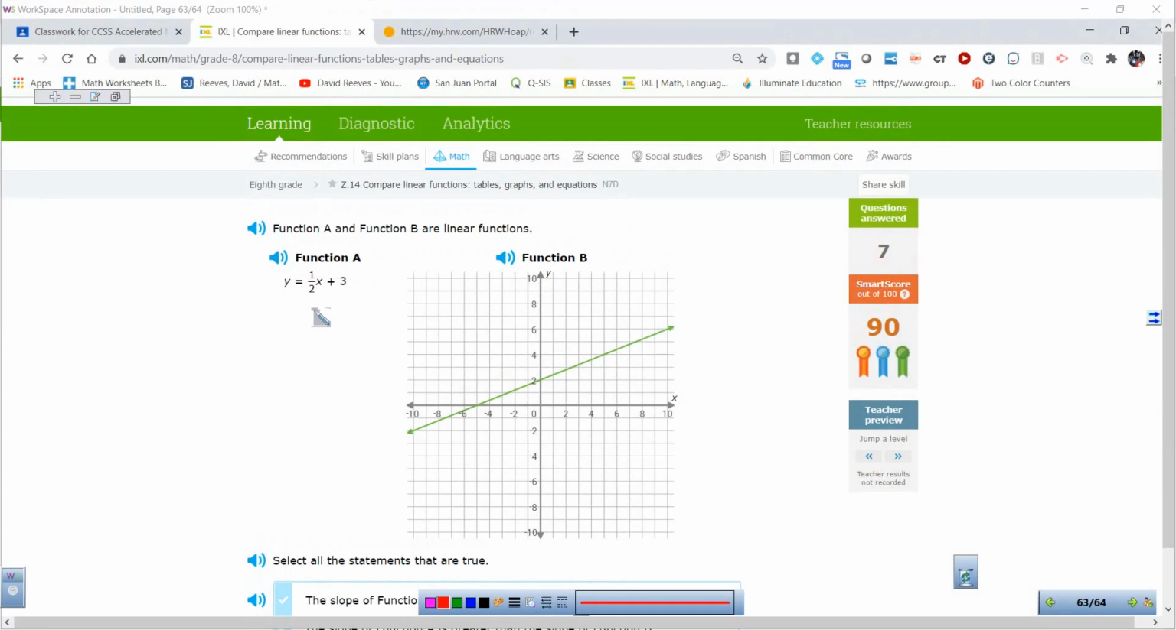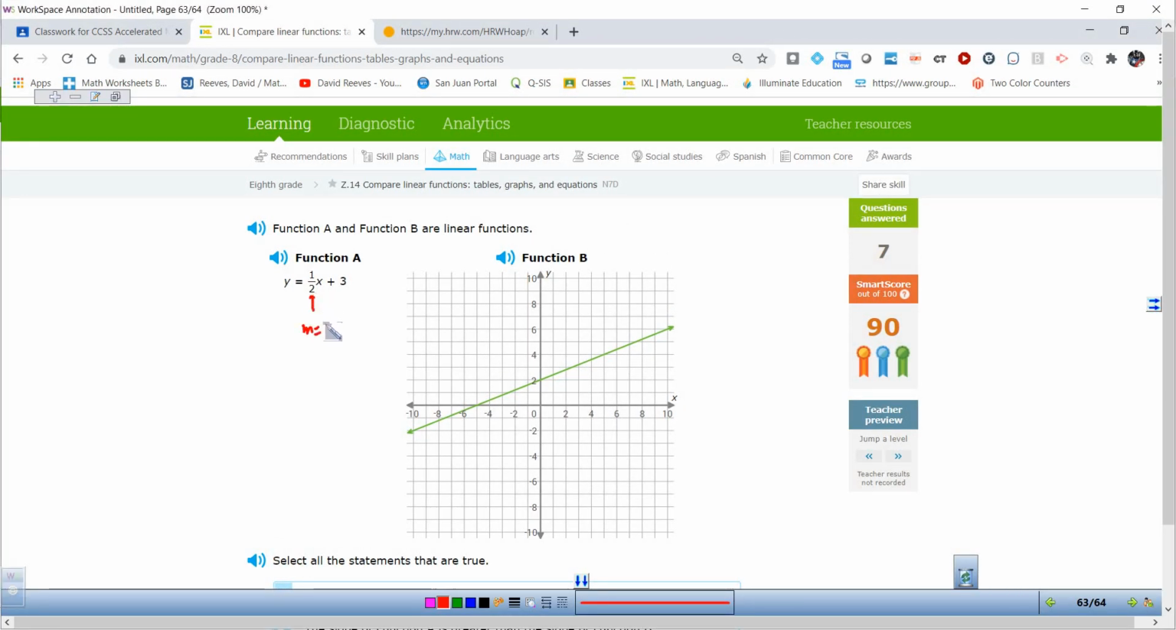Okay, here we go. Real quickly, so what's the slope on this one, guys? Slope on this one is 1/2. What's the slope on this one? Slope on this one, it goes up. Let's see here. Up 1, 2, and over 1, 2, 3, 4, 5. So the slope on this one is 2/5. Okay? Slope on this one is 2/5. So do you guys agree that 1/2 is greater than 2/5? 2/4 is greater than 2/5. Okay, so function A, the slope is greater.